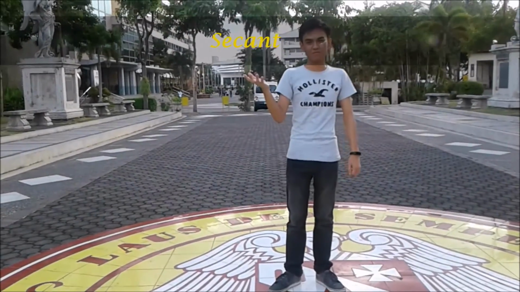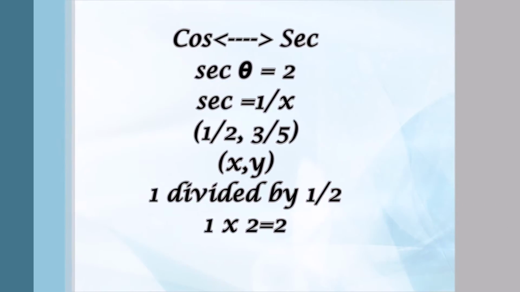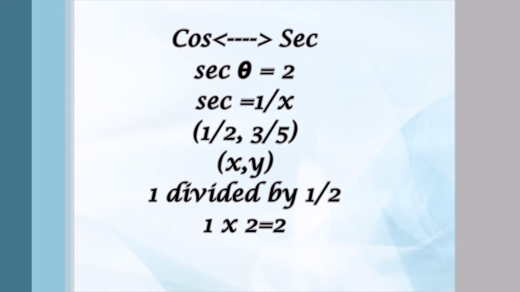The opposite of cosine is secant. The answer is secant theta equals 2. You can switch the position of 1/2 into 2 over 1, or simply 2. That is why secant theta is equal to 2.